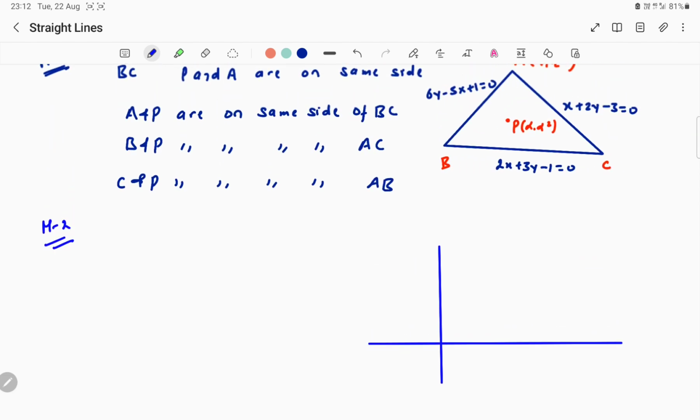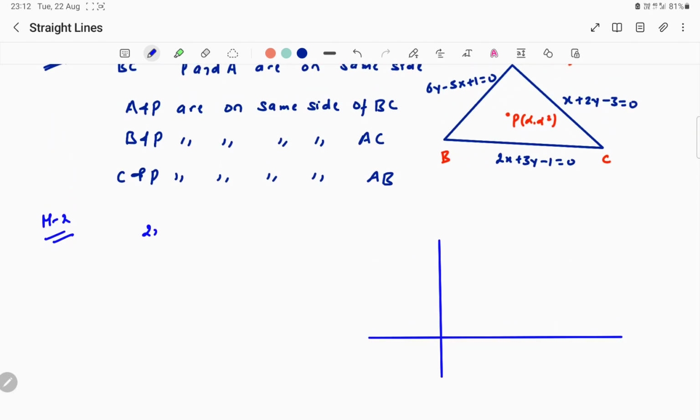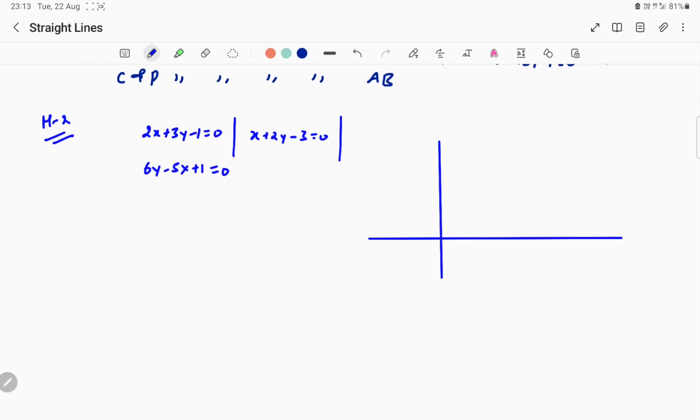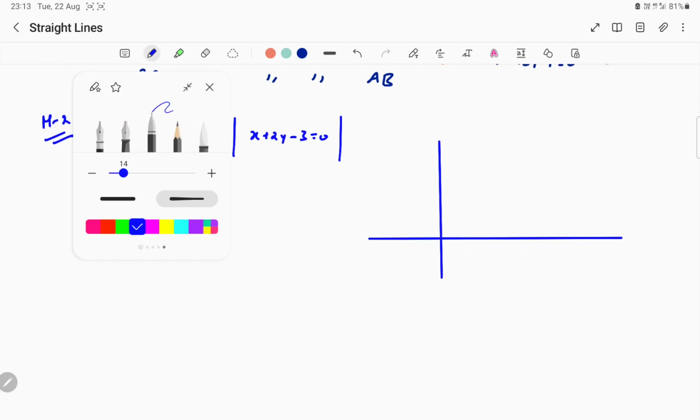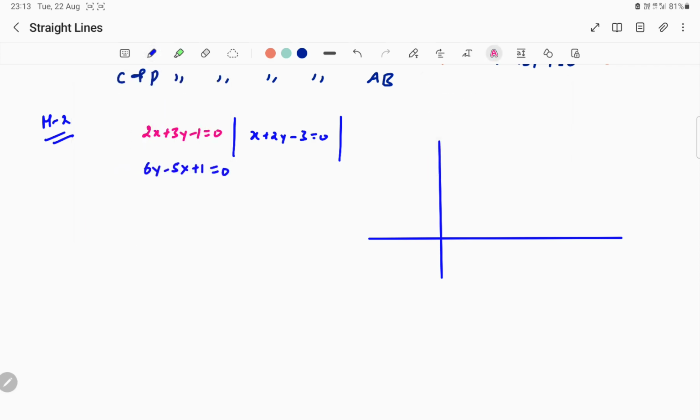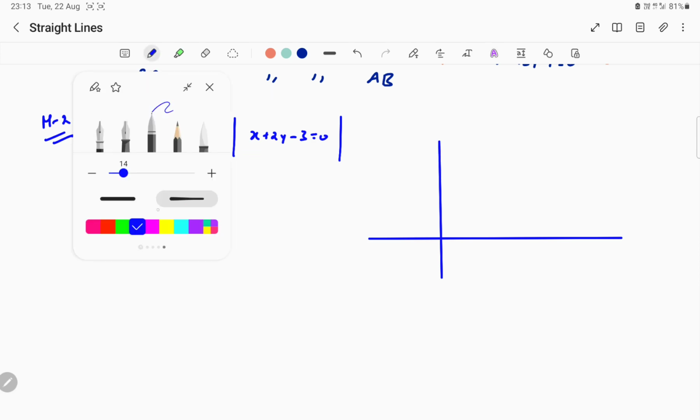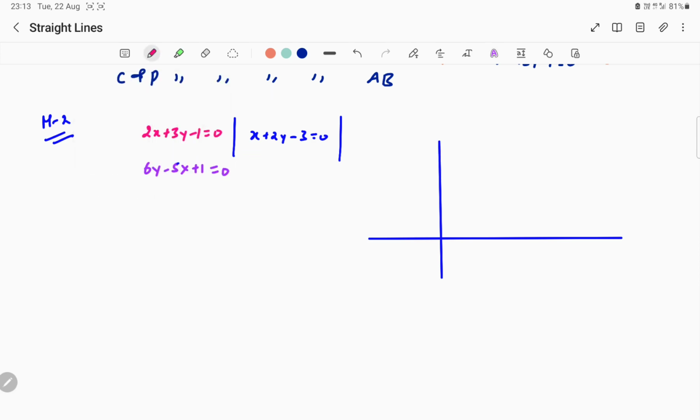So what were the equations? The first equation is 2x plus 3y minus 1 equal to 0. The other equation is x plus 2y minus 3 equal to 0. And the third equation is 6y minus 5x plus 1 equal to 0. Now see here. One we will use red color, the other blue color as it is, and the third purple color. So first let's sketch the red one.